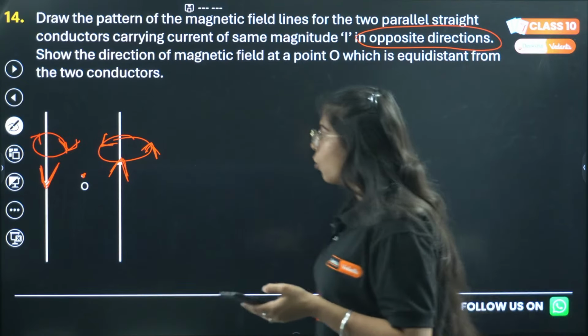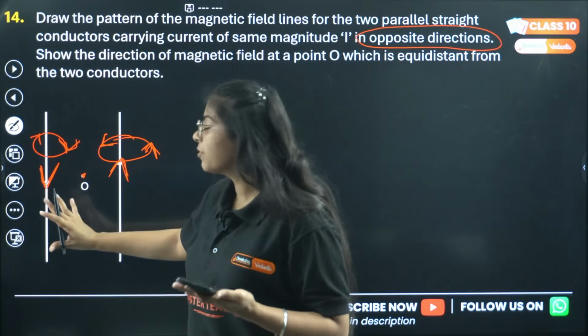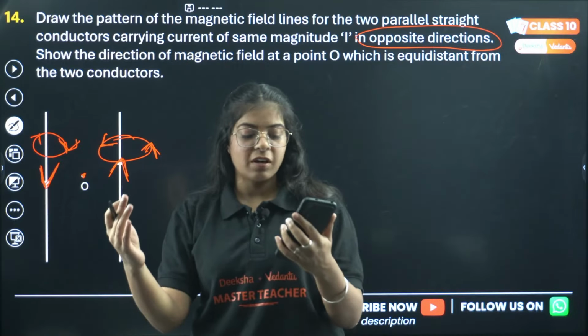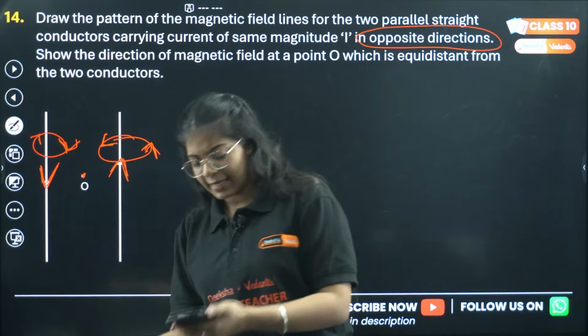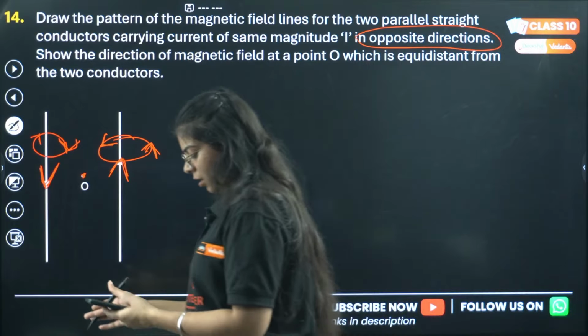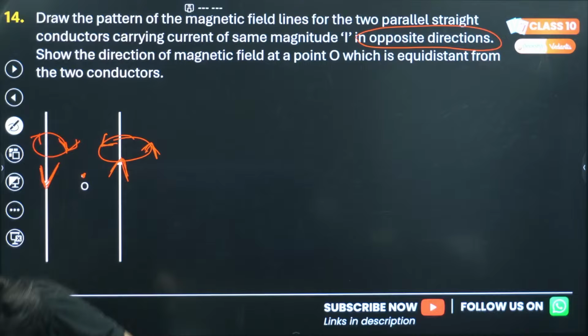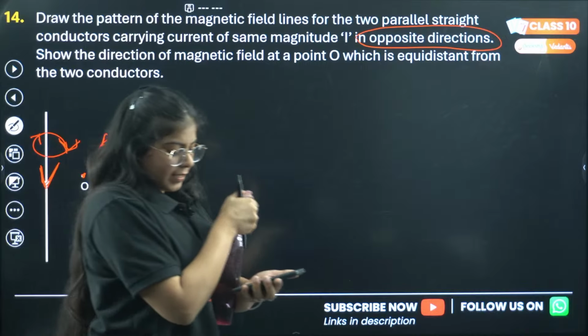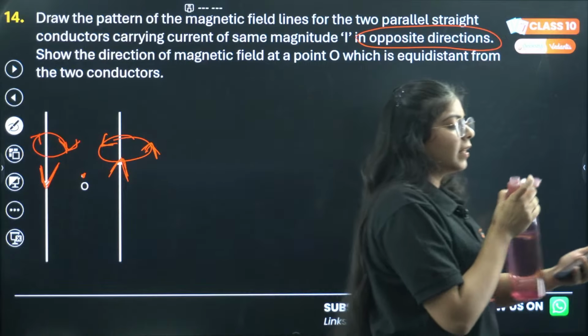At point O, will the magnetic field because of both the wires add up or will it get subtracted? Come on guys, I'm waiting for your answer. Will they add up?